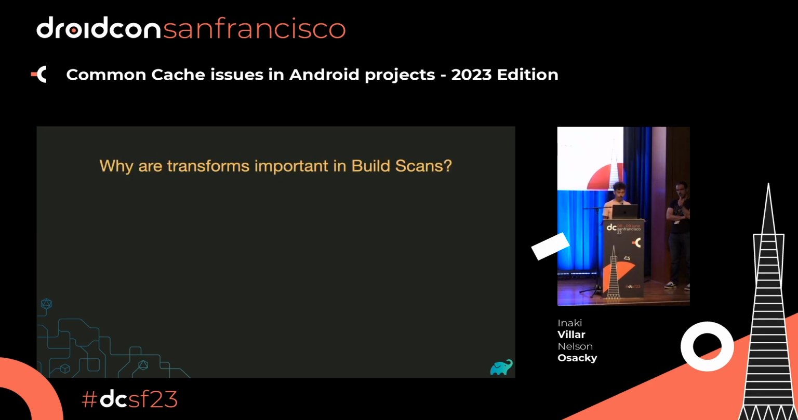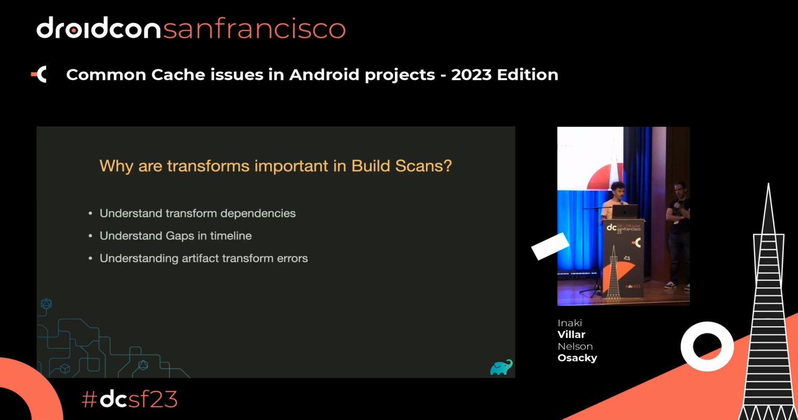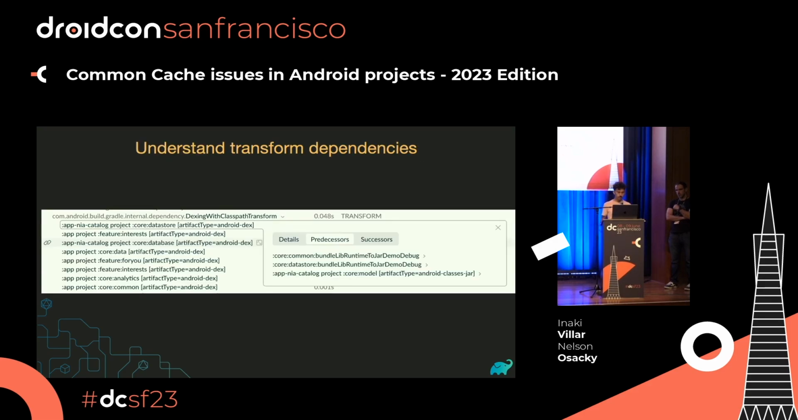So why is this important in build scans? One, it's to understand what transform dependencies are being run in your build, understand gaps in the timeline, and also understand artifact transform errors. And I'm going to demonstrate what that looks like. So understanding transform dependencies: if you click on an artifact transform in a build scan, you can click the predecessors tab and see the dependencies of that artifact transform. And also for tasks, you can see the artifact transforms that that task depended on.